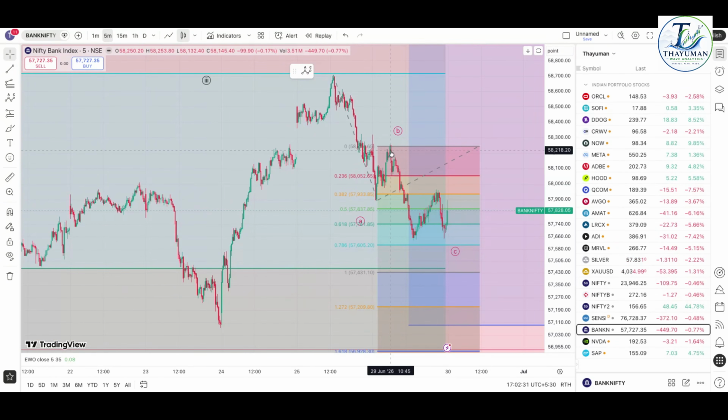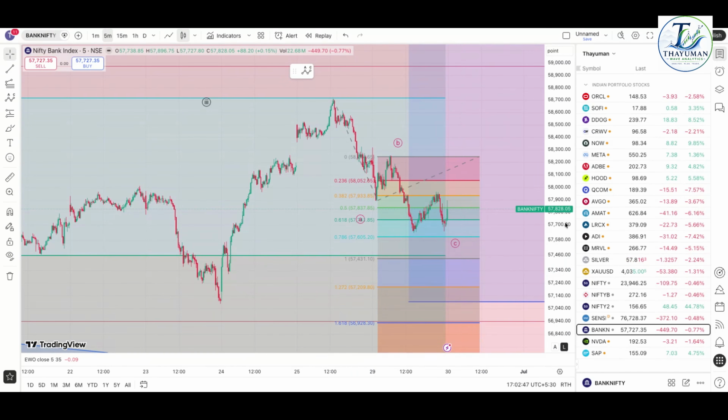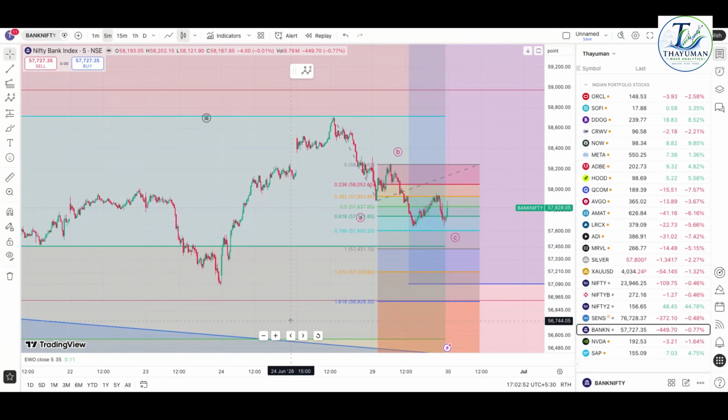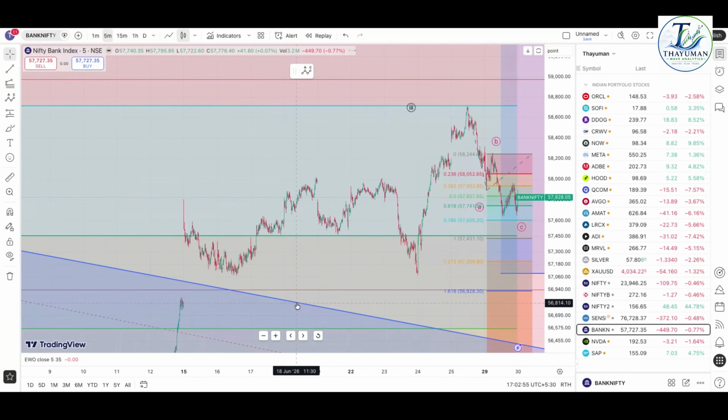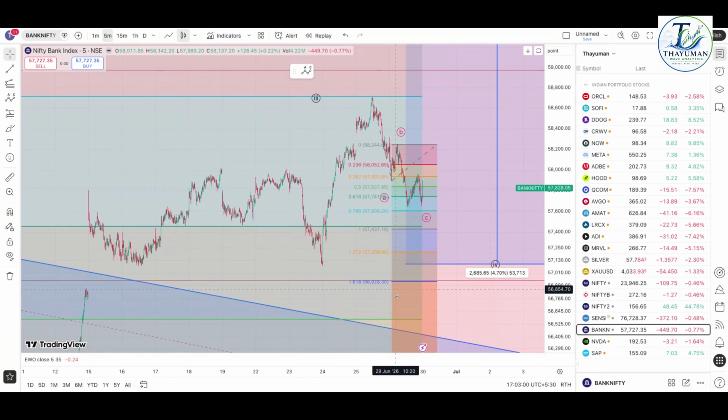If we assume this is a flag here, and based on the trend-based Fibonacci extension, there's a possibility of coming down, with a factor of 1 to 57,431, and a factor of 1.6 to 56,928. That's close to what we are expecting for wave 4. So wave 4 can go beyond this, it can touch and also go beyond it. In that sense there could still be a possibility of the C not getting completed.